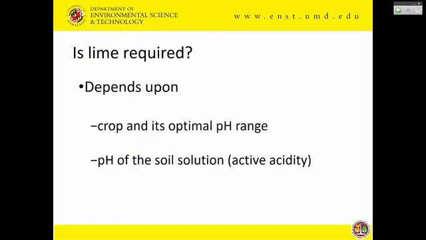Okay. So is lime required? Well, it depends. You have to know what you're growing, and you have to know what the optimal pH range is for that crop. And if your pH is less than that, well, then you should consider liming. And if it's okay, you don't. Now, lime is viewed as being an expensive material. And I think part of that is you need a lot of it. You buy it in tons instead of hundreds of pounds.